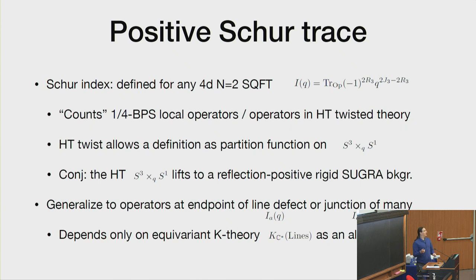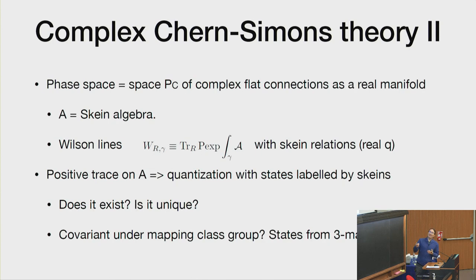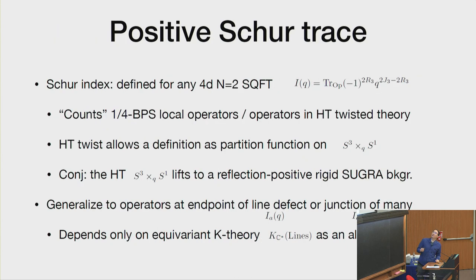So luckily, I don't have to. It would totally be fun to take the skein algebra of some manifold, like a four-punctured sphere, and do a bootstrap problem to see if I can find a positive trace. But luckily, I don't need to, because there is a different construction that gives me positive traces on the skein algebra. And this requires me to introduce the notion of Schur index.